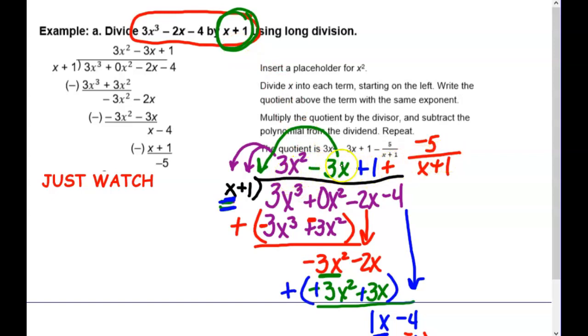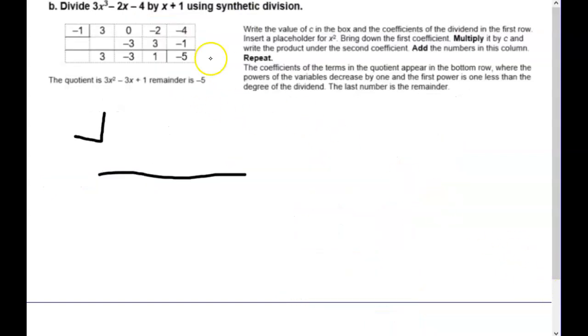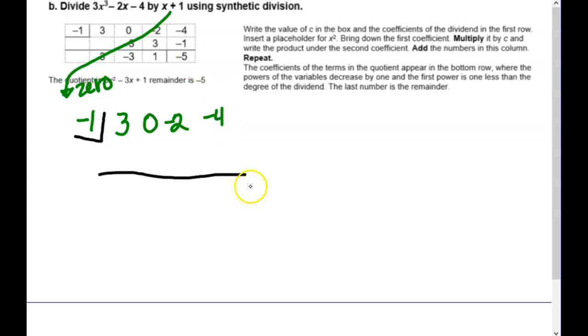Can you remember in a second what we got when we divided? What you would do is you would take this 3x cubed minus 2x minus 4 divided by x plus 1. Okay, this is the mistake students make most often, is you put the 0 in this box. So x plus 1 becomes a negative 1 here. Then you put the coefficients across the top. This one had a 3x cubed, a 0x squared, a negative 2x, and a negative 4. Okay? So it says write the value of c in the box, the coefficients of the dividend in the first row, and insert a placeholder if needed.